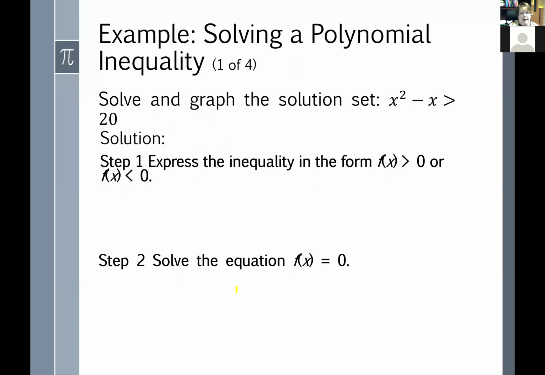Okay, so we're going to solve x squared minus x is greater than 20. The formatting on this PowerPoint slide is not so great, so let's rewrite it. The first thing you do to solve a polynomial inequality is get it in the form where you have the polynomial on one side of the inequality and 0 on the other. So we're going to subtract 20 from both sides. We move the 20 from the right-hand side of the inequality to the left-hand side by subtracting it.